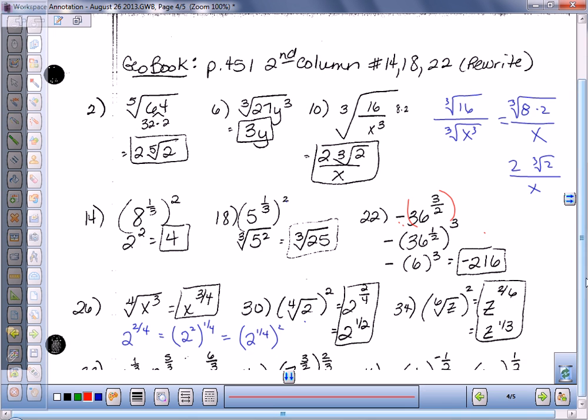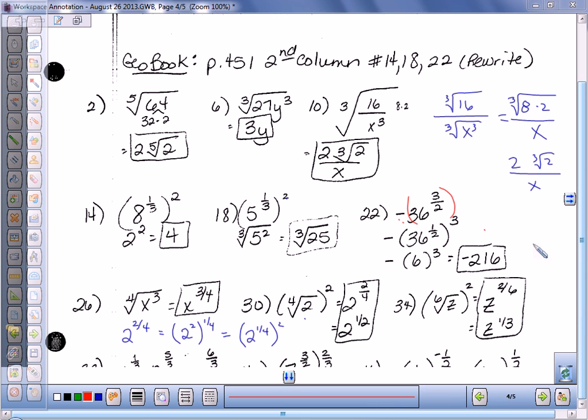Number 10. Okay, the cubed root of 16 over x cubed. All right, this is how I would think of it. As the cubed root of 16 over the cubed root of x cubed. And the cubed root of x cubed is just x. Right. So we're good. We do not have a radical in our denominator. We do not have to rationalize.